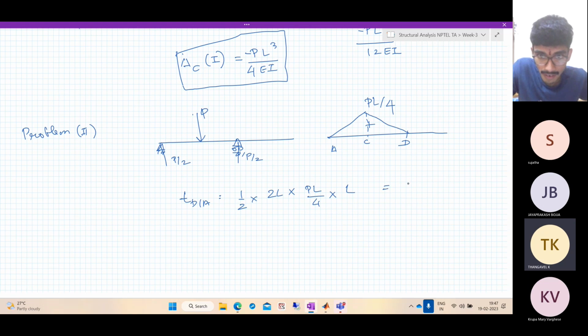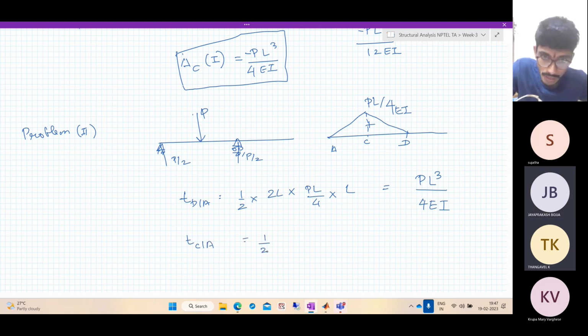So this is PL cube by 4EI. Right? What is tC with respect to A?